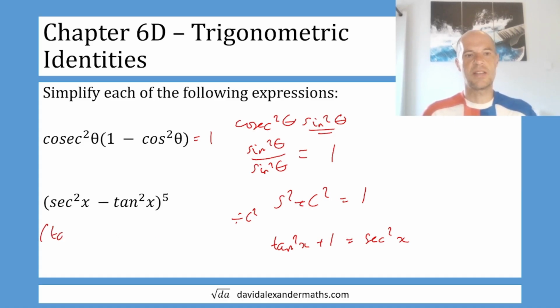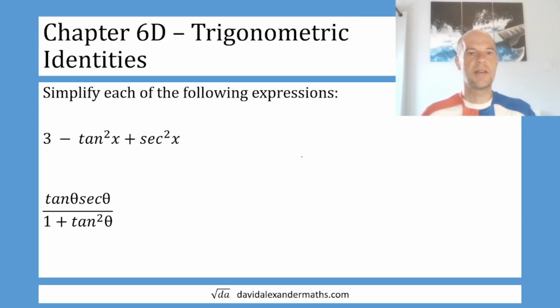So what I have is (tan squared x plus 1 minus tan squared x) all to the power of 5. I could have replaced the tan squared x with sec squared x take away 1. It would all result in exactly the same thing at the end. Of course, tan squared take away tan squared is 0, so all we're left with is 1 to the power of 5, which is of course 1. So both of these expressions can be simplified to just 1.